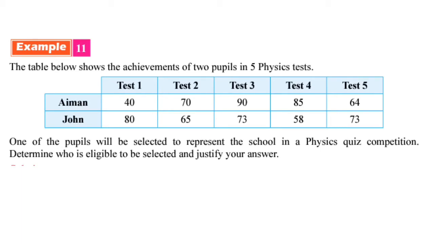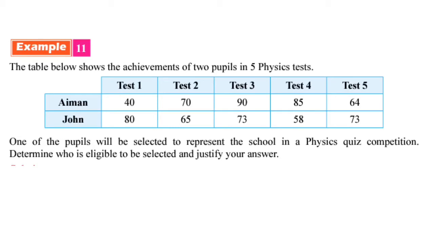In order to answer a question like this, the first step is to find the mean marks for both of them. You find the mean for Ayman and the mean for John. Mean means you total up all the marks divided by 5. They have 5 tests. So 40 plus 70 plus 90 plus 85 plus 64 divided by 5. That is the mean mark for Ayman, 69.8. Then for John's mean mark, you take 80 plus 65 plus 73 plus 58 plus 73 divided by 5. Okay, then you also notice that their means are the same.